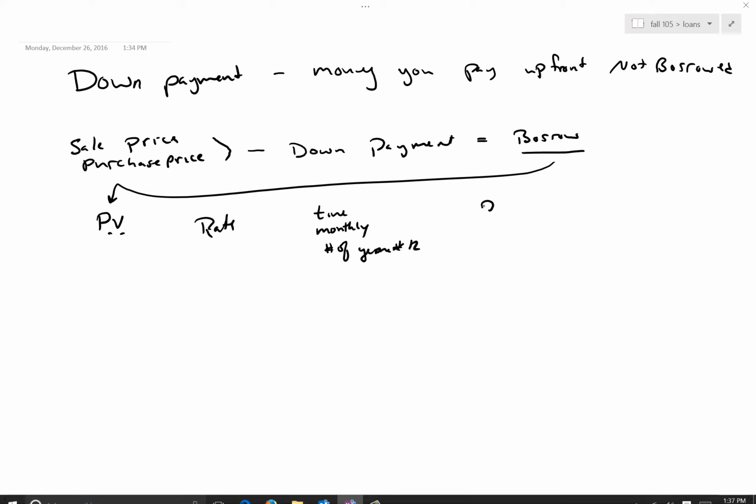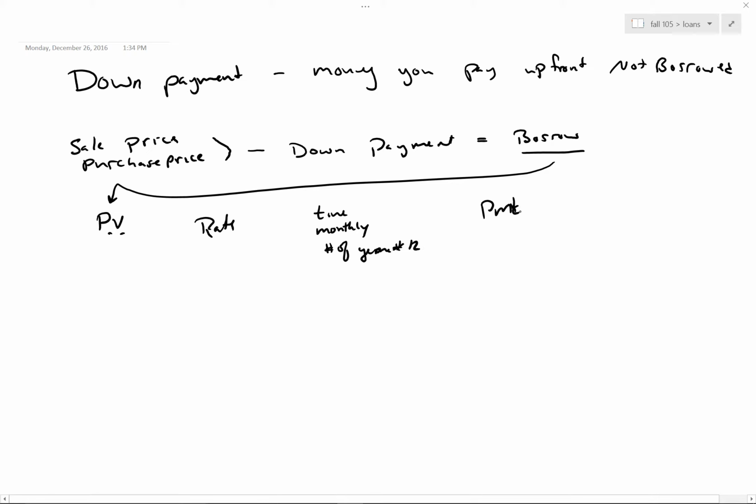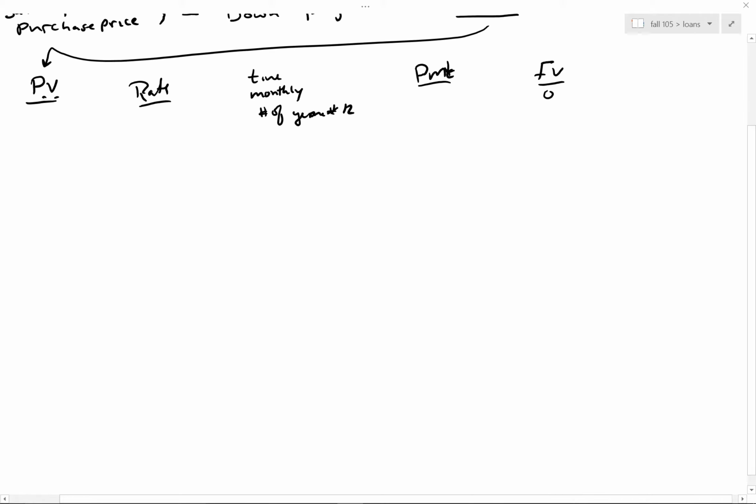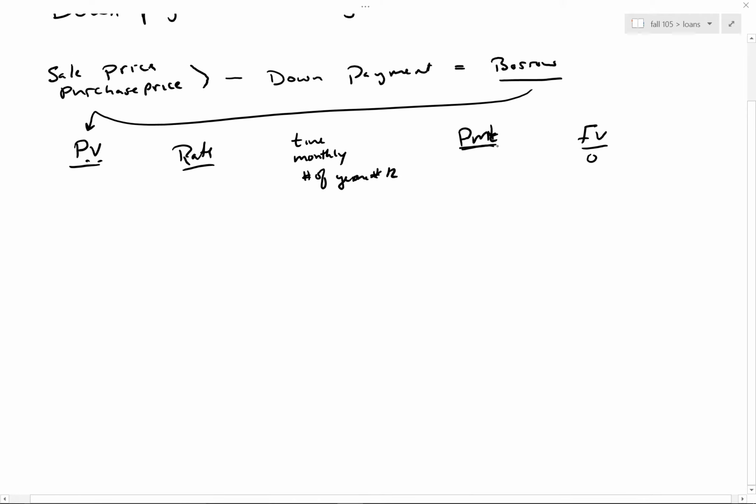The payment, which obviously is something we're going to have to worry about for this deal because, you know, when we did savings accounts, we needed to know how much we need to put away to get to a certain amount. Well, we have a goal in mind here. Our goal is 0 future value. Okay, 99% of the time it is. And so we're going to spend a great deal of time finding payment.